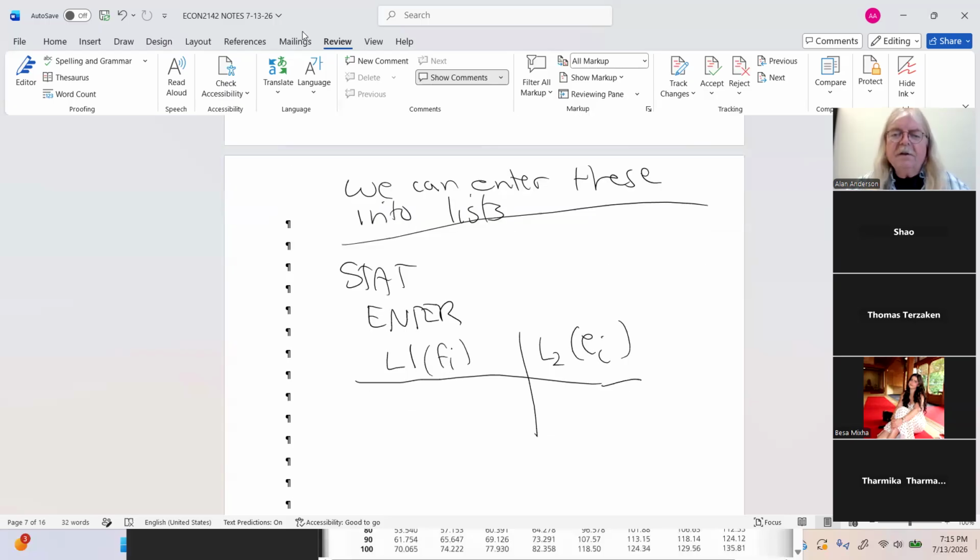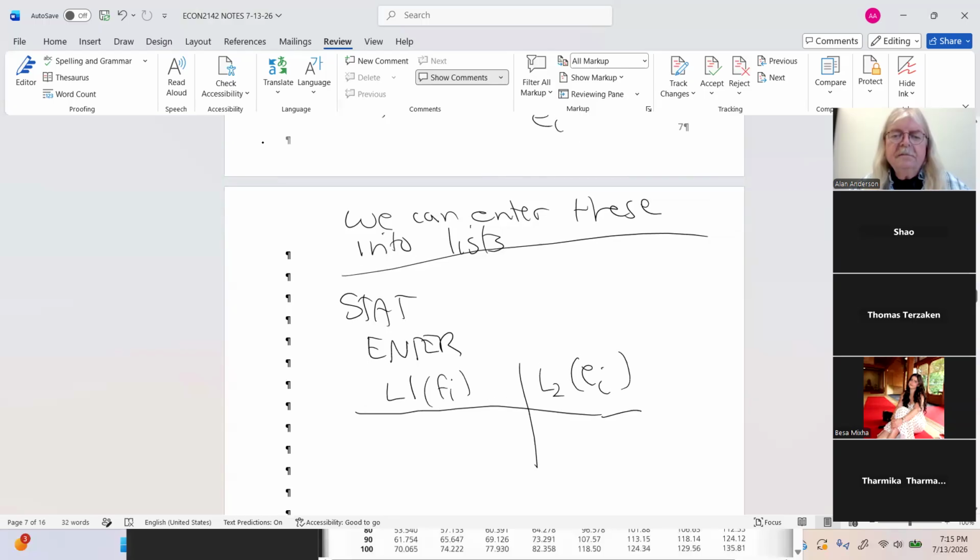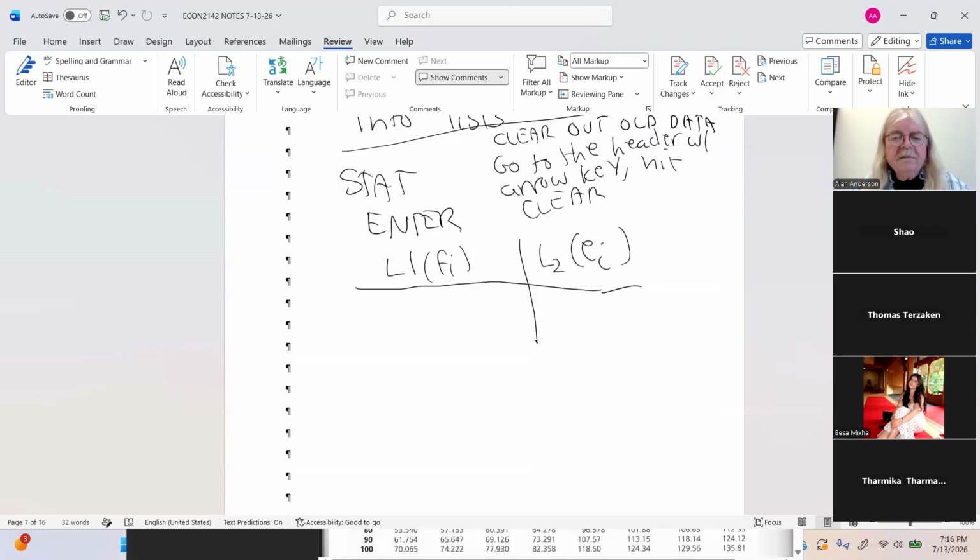If old data is there, you can clear it out. What you have to do is go to the top, go to the header, not the first row of data, but go to the header with your arrow key, and then hit the clear button, which is over in the far right. That will erase the entire column. So do that first, and then type the numbers.